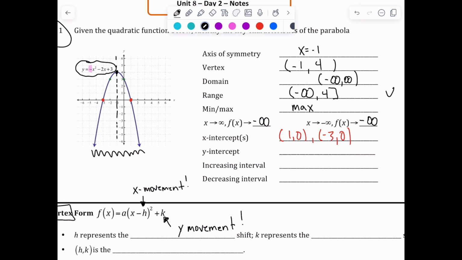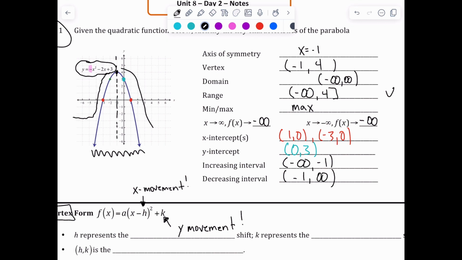The y-intercept here, it looks like it just has 1. It's going to be that one right there, and that looks like it's at 0, 3. Increasing and decreasing intervals. So this is where the U is increasing. Scanning from left to right, it looks like it's increasing from -infinity to the x value of the vertex, which is -1. And then it's decreasing as I ride down this roller coaster from -1 to positive infinity.